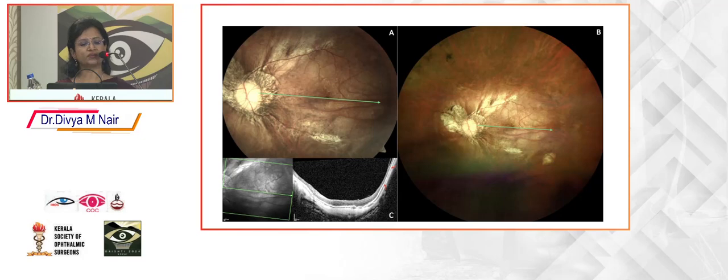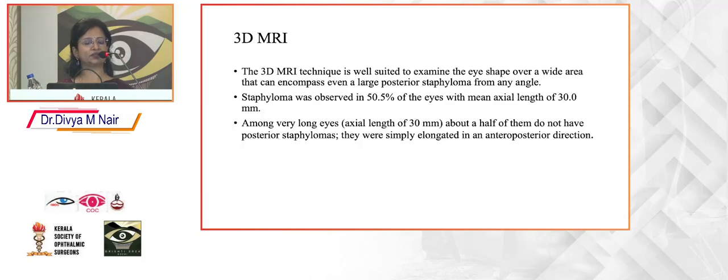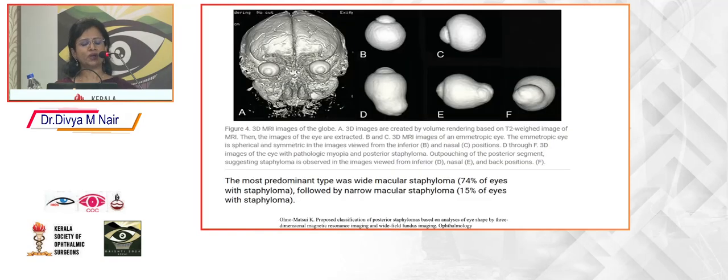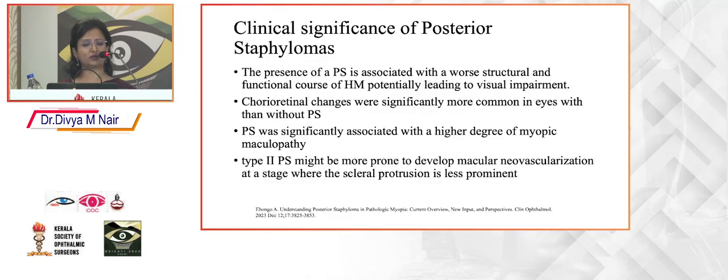So in this photograph, we can see only the posterior pole in the fundus photograph, whereas in the wide field fundus photograph, the edges of the staphyloma are clearly and well demarcated. 3D MRI was described in some studies where they showed that in eyes with axial length more than 30 mm, more than 50% of eyes have staphyloma. And they had a new type of classification, that is wide macular staphyloma or narrow macular staphyloma.